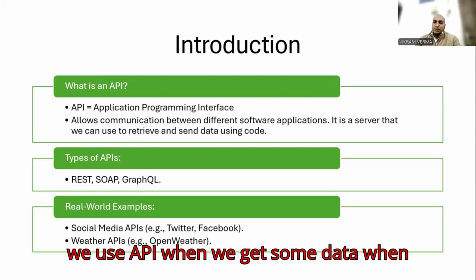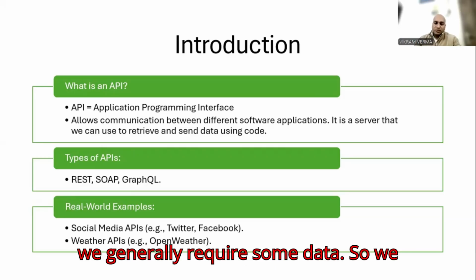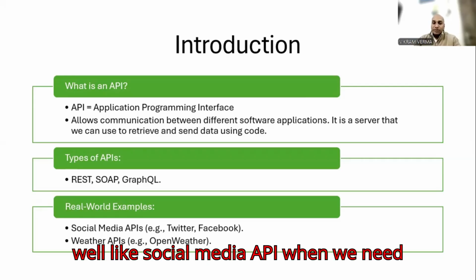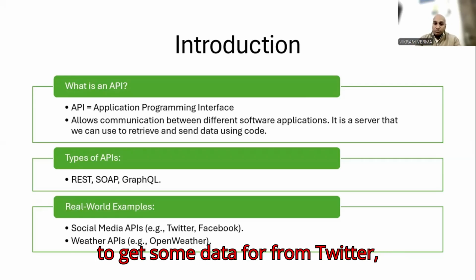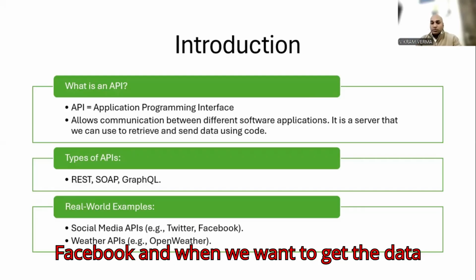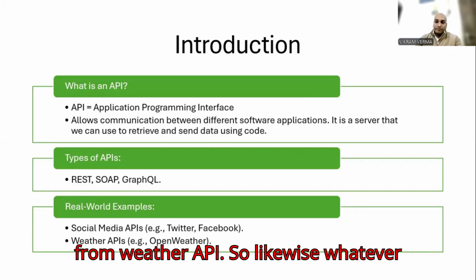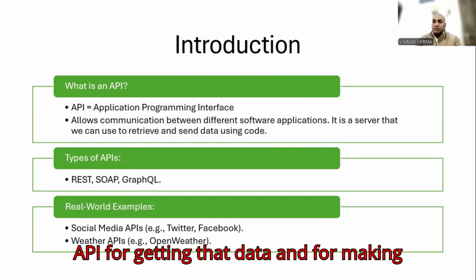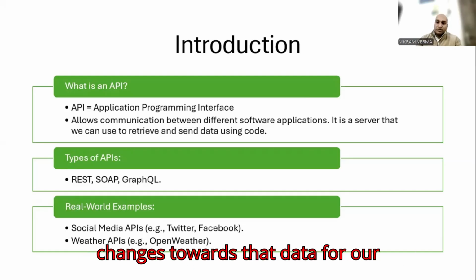Why do we generally use an API? When we generally require some data. We have some real-world examples of APIs as well, like the social media API, when we need to get some data from Twitter, Facebook, and when we want to get data from a weather API. Likewise, whatever kind of data we require, we need an API for getting that data and for making changes towards that data for our products.